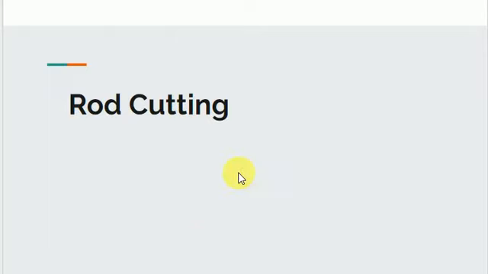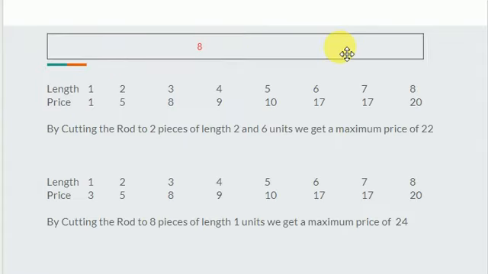Guys, let's solve the rod cutting dynamic programming problem. Let's understand the question. I will give you a rod of length 8 units and a price list. You have to cut the rod in such a way that you get the maximum price out of it.